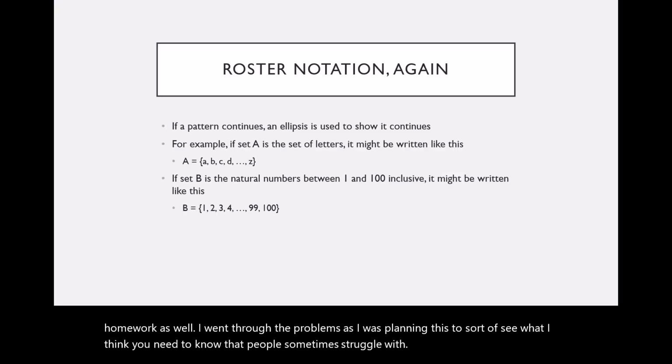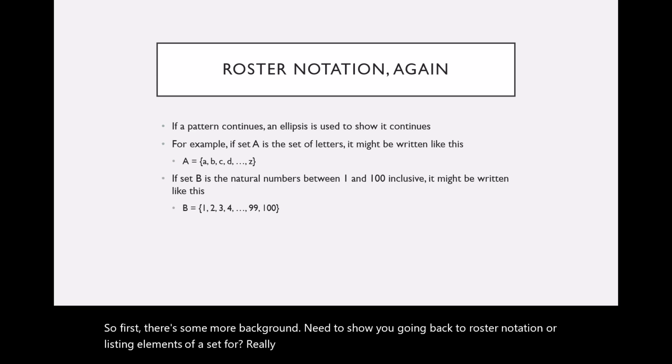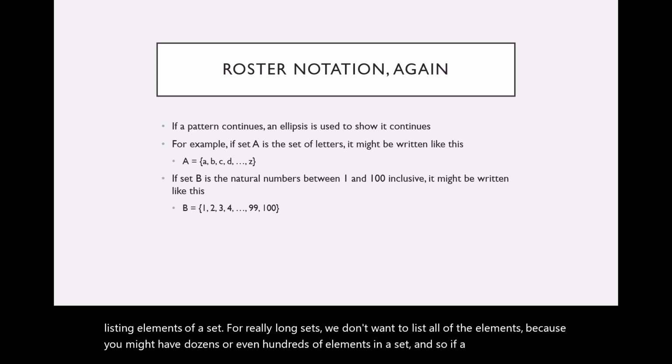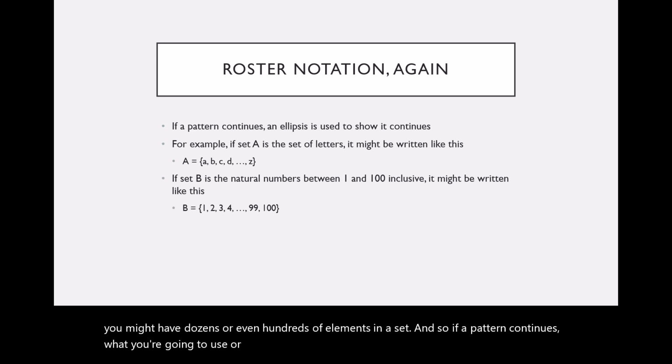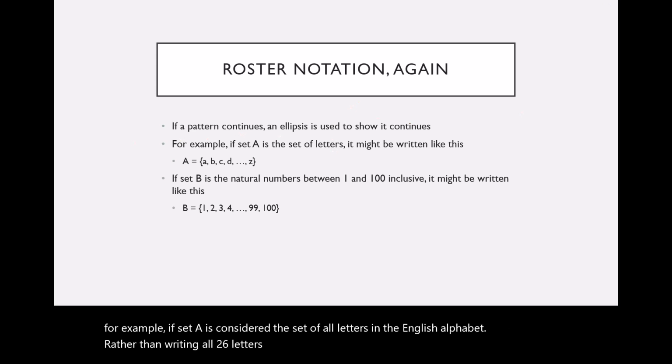So first, there's some more background I need to show you, going back to roster notation or listing elements of a set. For really long sets, we don't want to list all of the elements because you might have dozens or even hundreds of elements in a set. And so if a pattern continues, what you're going to use or see is an ellipsis, those three dots, to show that it continues. So for example, if set A is considered the set of all letters in the English alphabet, rather than writing all 26 letters, we might instead write it like this.